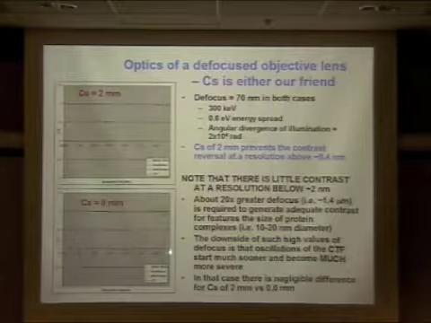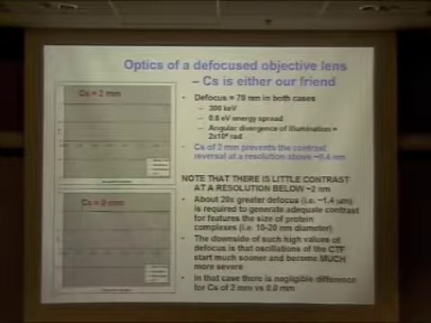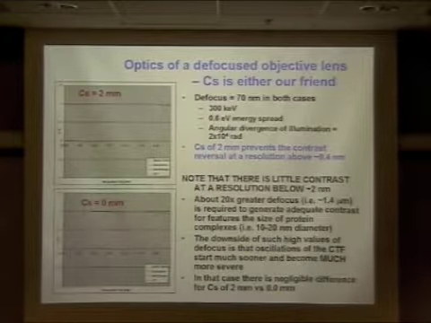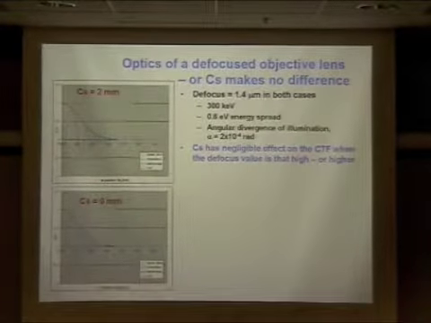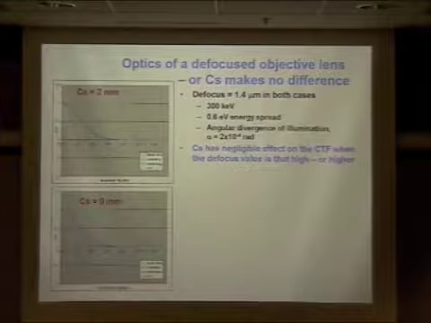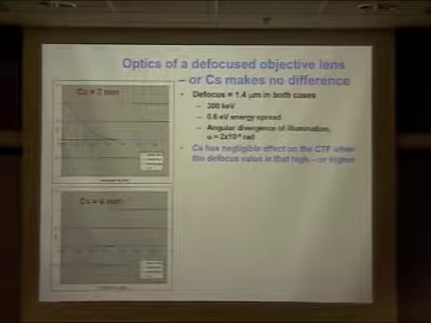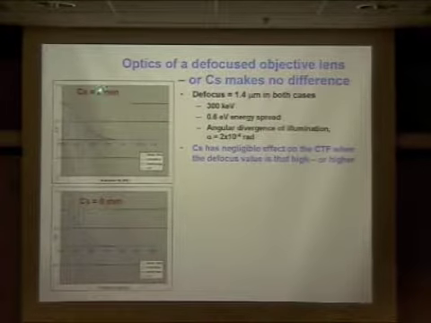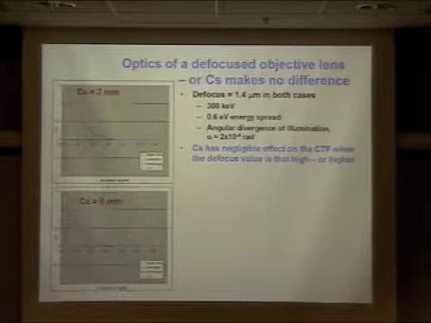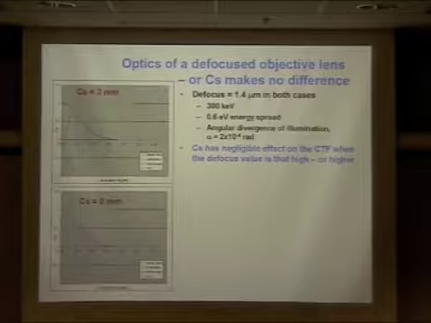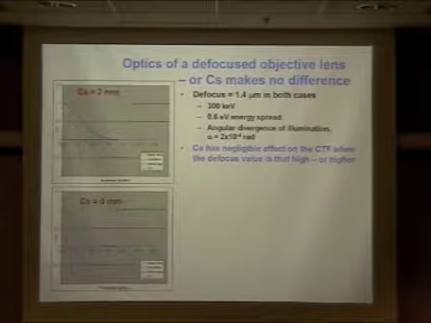And the downside, as you all very well know, is that when you defocus to get contrast, this thing oscillates like mad. Okay. So let's consider that case, that we are now going to defocus by 1.4 micrometers and have either a CS of 2 millimeters or a corrected one. There's no difference. There has to be some difference, but I can't see the difference. All right, so it's irrelevant.